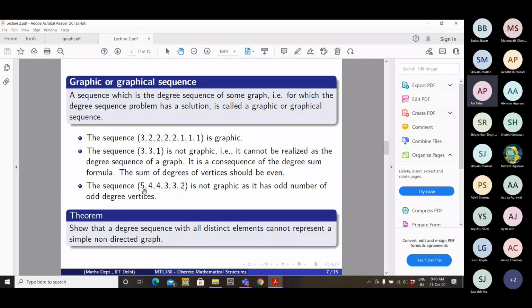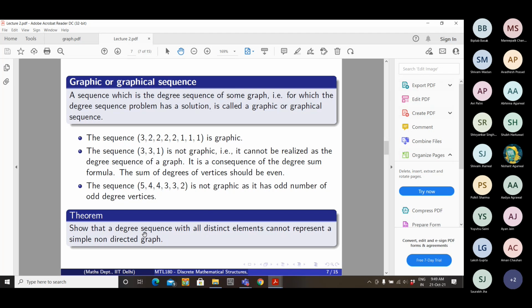No, sir. Using the corollary that we did in the last class, that there must exist an even number of odd degree vertices. So there must be an even number of odd degree vertices. Here also, if you take the summation, it will be odd. So this is again a contradiction. Again, not possible.